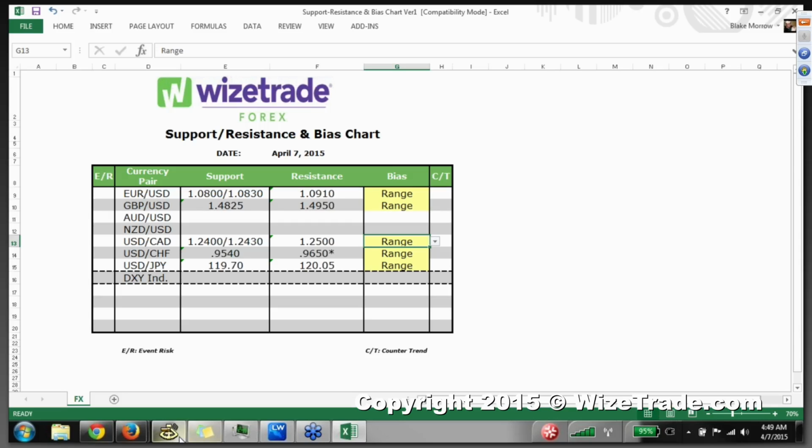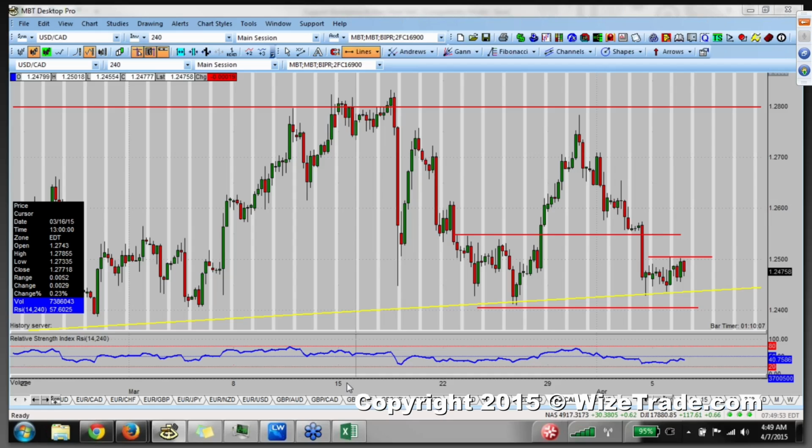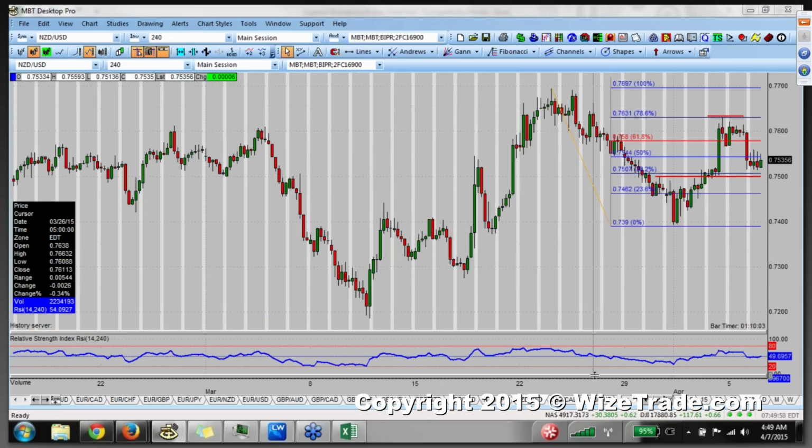124, 124.30, and then 125. I think the Canadian is ready to break out. I just don't know which direction it's going to break out. That's the trick. So yeah, I don't know which way it's going to break. Okay, let's go over to the Kiwi.